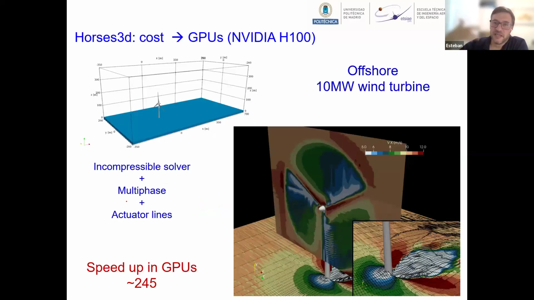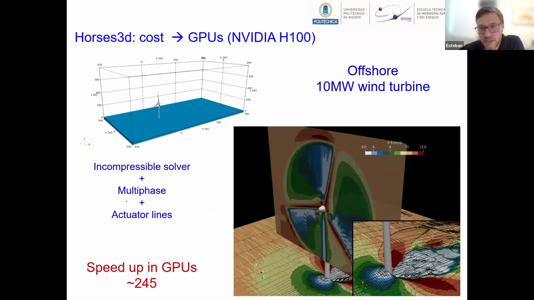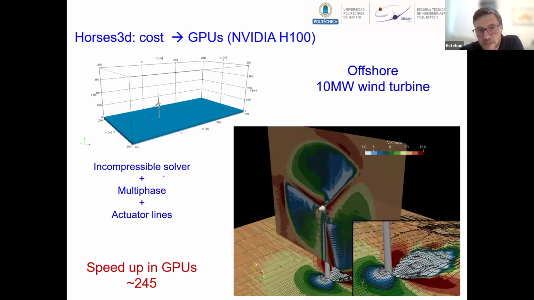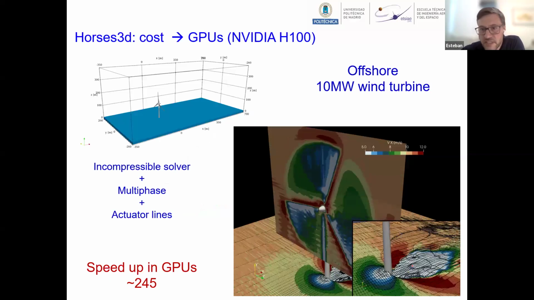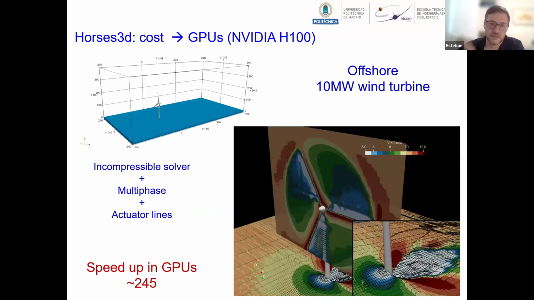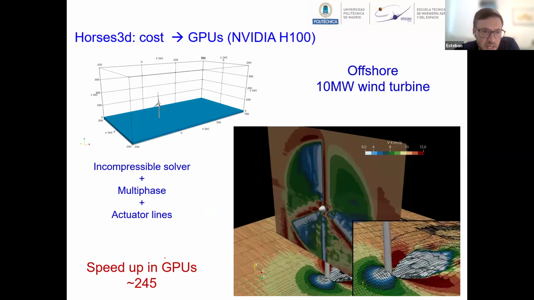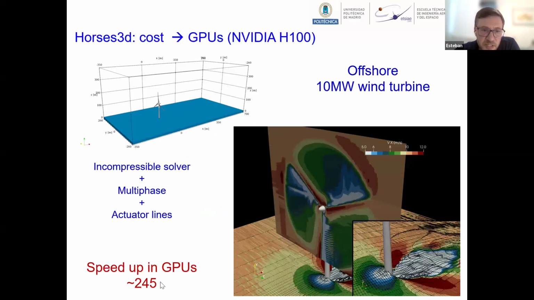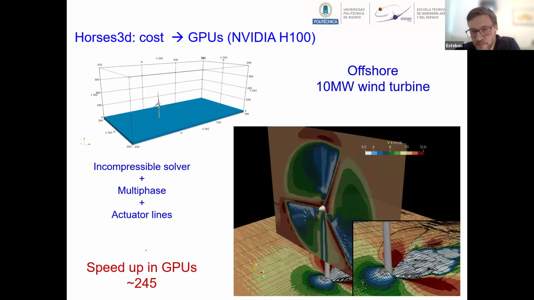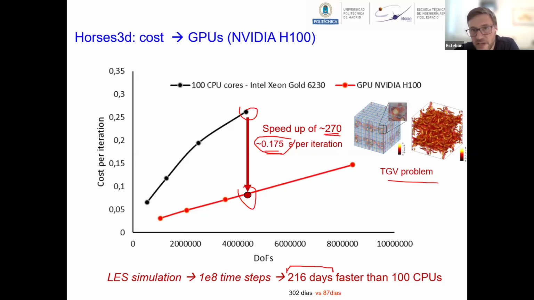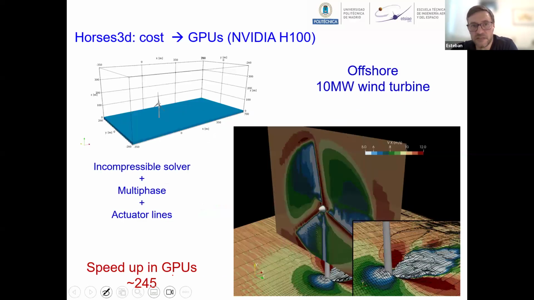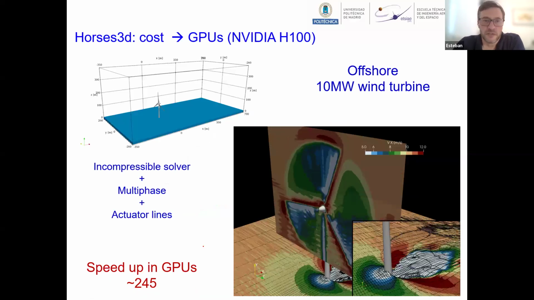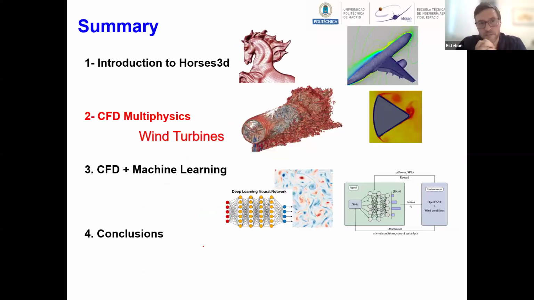Right, we have ported that, and I'll tell you what we do exactly for wind turbines. So this now is a compressible solver, multi-phase, with actuator lines. This is a free surface that moves and changes with everything. And here we are seeing a speed up of 245. So I think this very canonical speed up, 270, 275, more or less holds for much more complex implementations, right? So yeah, that's a little bit about the solver.